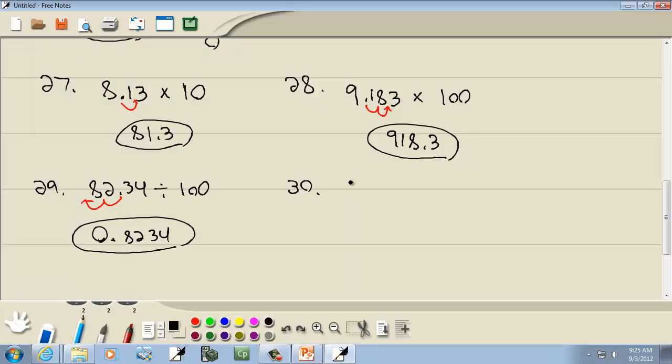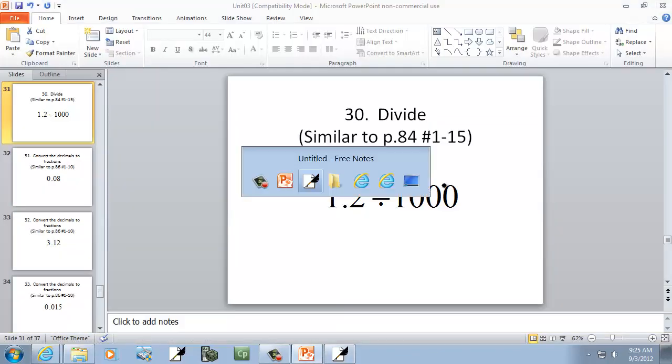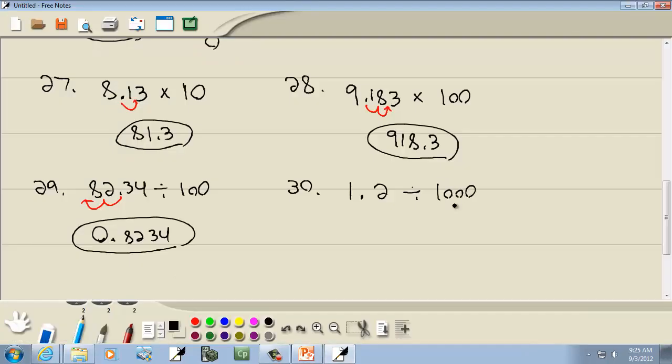Take a look at this division. We got 1.2 divided by 1,000. Okay, we got 3 zeros. That means we're going to move our decimal place 3 places to the left. Well, we don't got 3 places, but let's see. We move it 1, 2, 3. So this is where our decimal would be. So we have to put zeros here. So this would be 0.0012 as our answer.